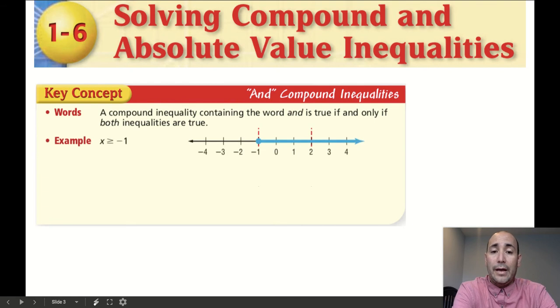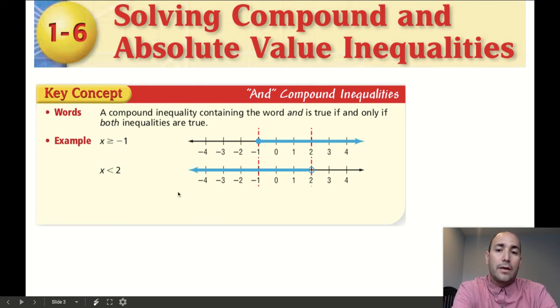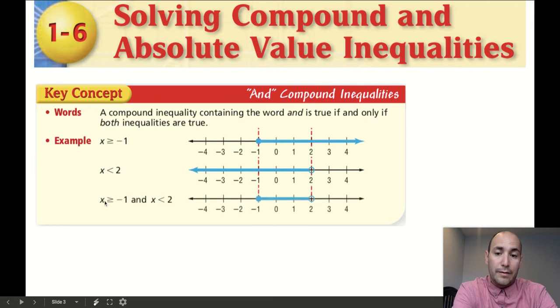So for example, if I had an inequality that said x is greater than or equal to -1, here is the solution set for that inequality. And if I had another inequality that said x had to be less than 2, which would be this solution set here, the compound inequality would be x greater than or equal to -1 and less than 2. The solution set is the intersection of both of those solution sets. So our solution set to this compound inequality would be this intersection right here. These would be all the values that are greater than or equal to -1 and less than 2. This is the solution set for that compound inequality.